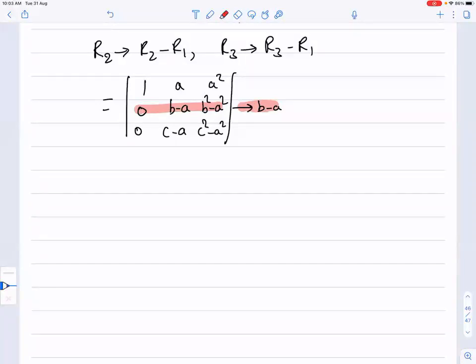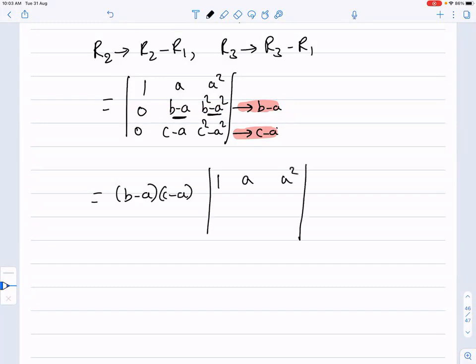Because 0 is nothing, here b minus a will come common. Here this is b minus a into b plus a. B minus a will come common out. Similarly, from this row, c minus a will come common. Correct, students? So take them common: b minus a into c minus a common. What will I get inside? 1, a square; 0, 1, b plus a; 0, 1, c plus a. Correct now? The minus factor is gone. The plus factor will remain.